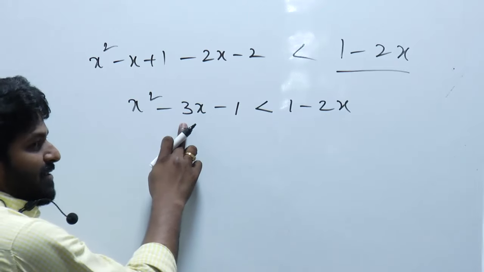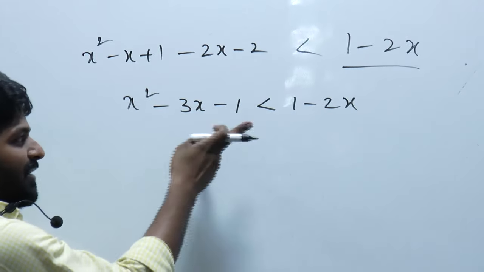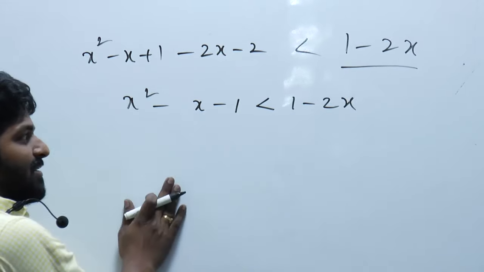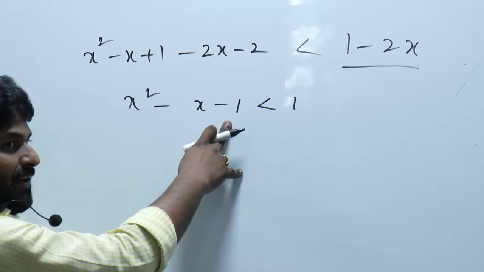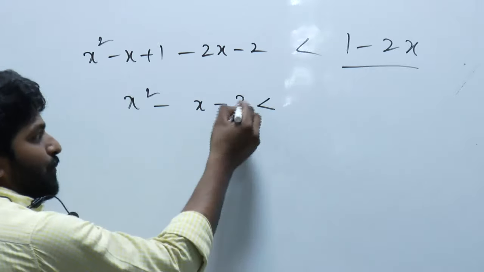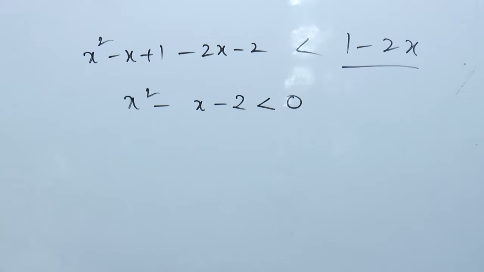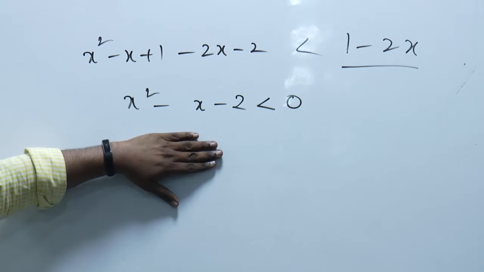Take this minus 2x to this side, that becomes plus 2x. Minus 3x plus 2x minus 6. Take 1 to the right, left hand side, that becomes minus 1. We already have minus 1 here, so this becomes minus 2. This is less than 0, and you need to form a quadratic here.